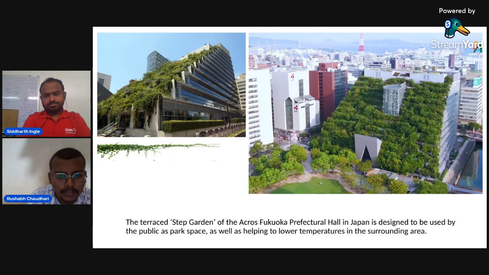We'll have a tour of what kinds of green roofs are present, and then we'll get to how they are beneficial to us and how they're built. So this is another green roof, or green space, in Japan. This is called a step garden. Obviously the green roof is on each and every space they have built.